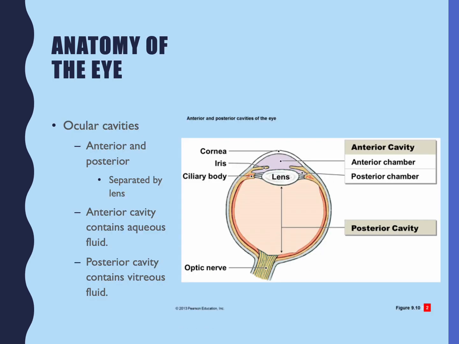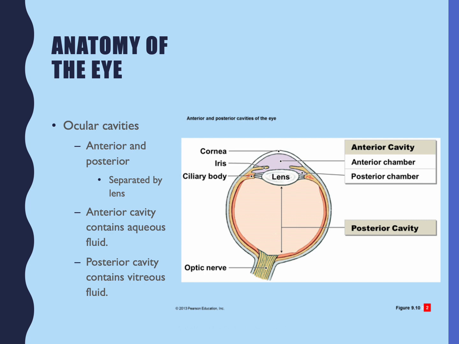So the interior portion of the globe has two cavities. One cavity is the anterior cavity, and the other is the posterior cavity. And these cavities are separated by the lens. So in front of, or anterior to, the lens is the anterior cavity, and behind the lens, posterior, is the posterior cavity. Now, the anterior cavity is further divided into the anterior and posterior chambers, and we're going to talk about that in a little more detail on the next slide.